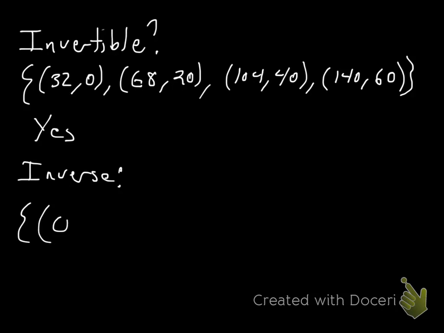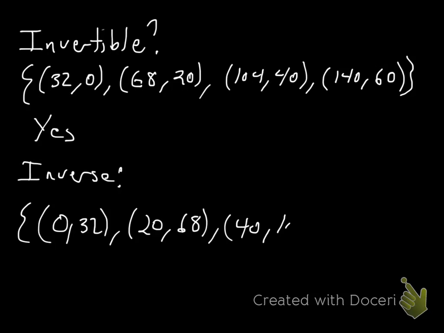Let's look at another example. Well, first I'm going to tell you what the inverse is. The inverse is just you switch the x and the y, and then we'll look at another example. So this time we're feeding Celsius, and then we're getting out Fahrenheit.